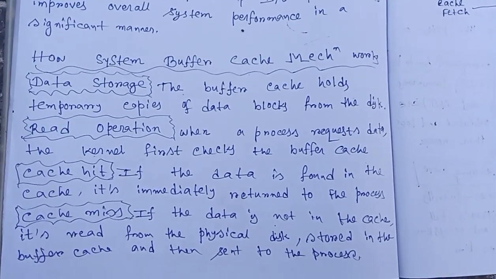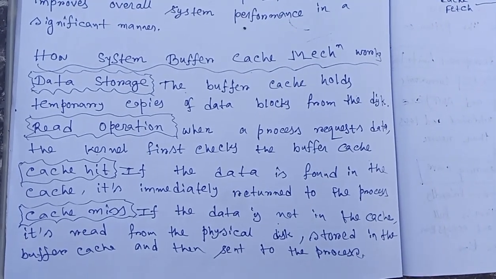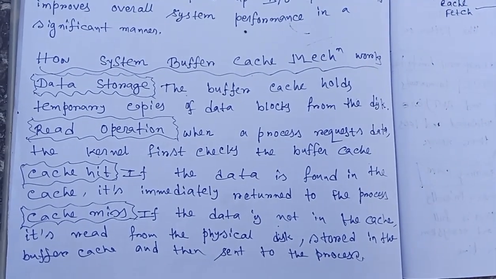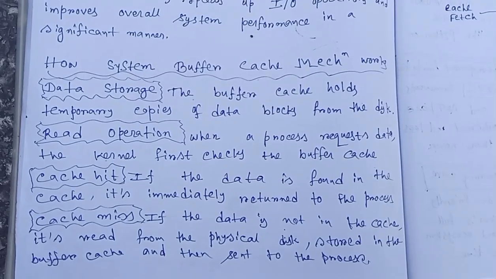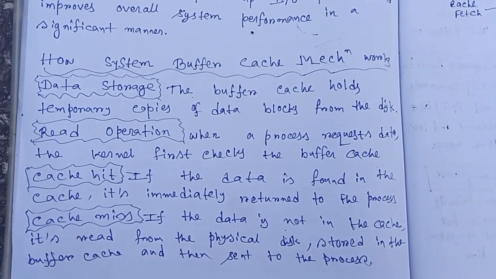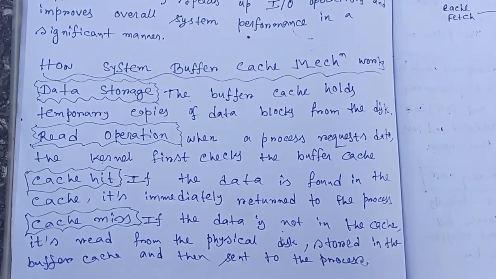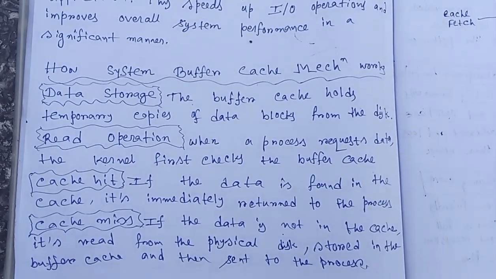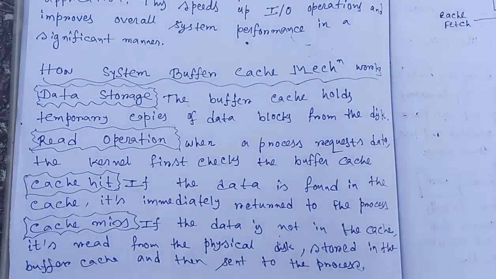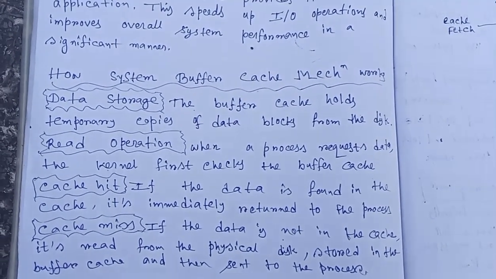Next, read operation. When a process requests data, the kernel first checks the buffer cache. Next is cache hit or cache miss. If the data is found in the cache, it's immediately returned to the process. Cache miss: if the data is not in the cache, it's read from the physical disk, stored in the buffer cache and then sent to the process.